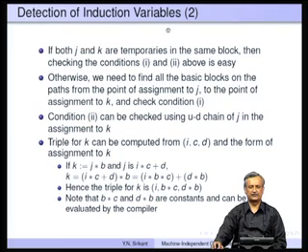How do we check these conditions? Fairly straightforward. If both j and k are temporaries in the same basic block, then checking conditions 1 and 2 above is very easy. We do not have to go beyond basic blocks. We just check the space between the two definitions of j and k, see if there is a definition of I, and then there is nothing else that is really going to cause problems.